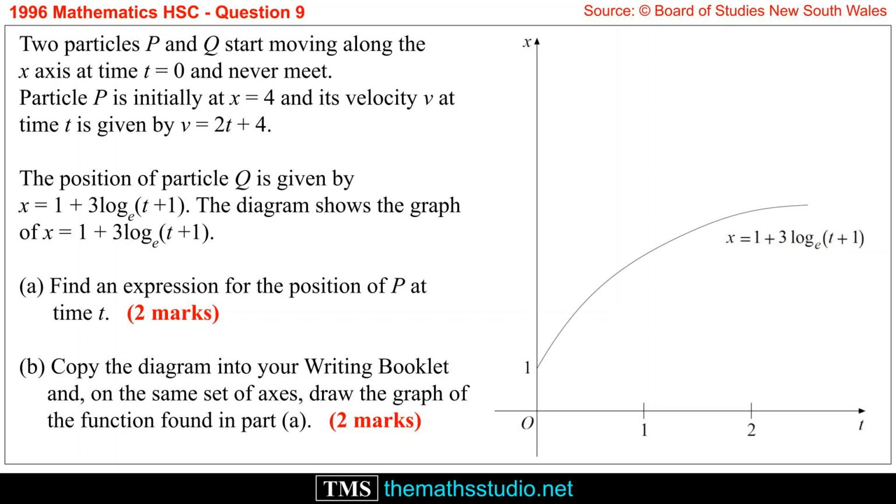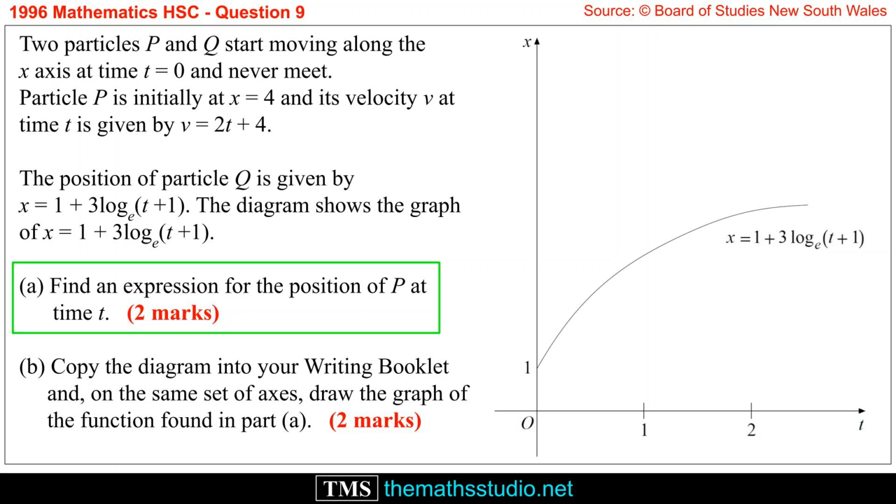Question 9. Two particles, P and Q, start moving along the x-axis at time t equals 0 and never meet. Particle P is initially at x equals 4 and its velocity v at time t is given by v equals 2t plus 4. The position of particle Q is given by x equals 1 plus 3 times log base e of t plus 1. The diagram shows the graph of x equals 1 plus 3 times log base e of t plus 1. Part A.